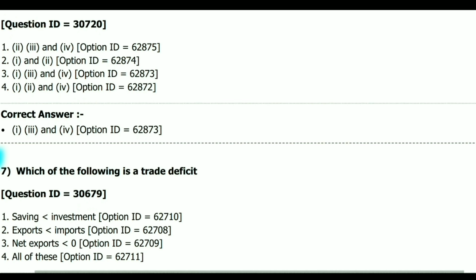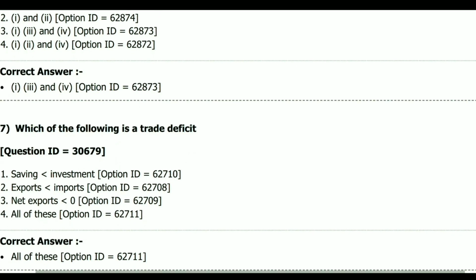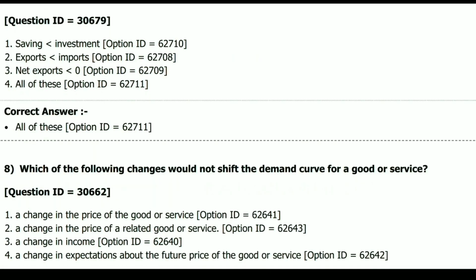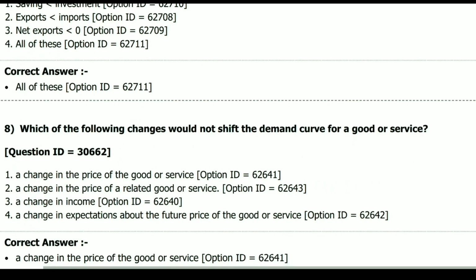The next question, which of the following is a trade deficit? Options: savings less than investment, exports less than imports, net exports less than 0, and all of these. And the correct answer is all of these. Next question, which of the following changes would not shift the demand curve for a good or service? Options: a change in the price of the good or service, a change in the price of a related good or service, a change in income, a change in expectation about the future price of the good or service. And the correct answer is a change in the price of the good or service.